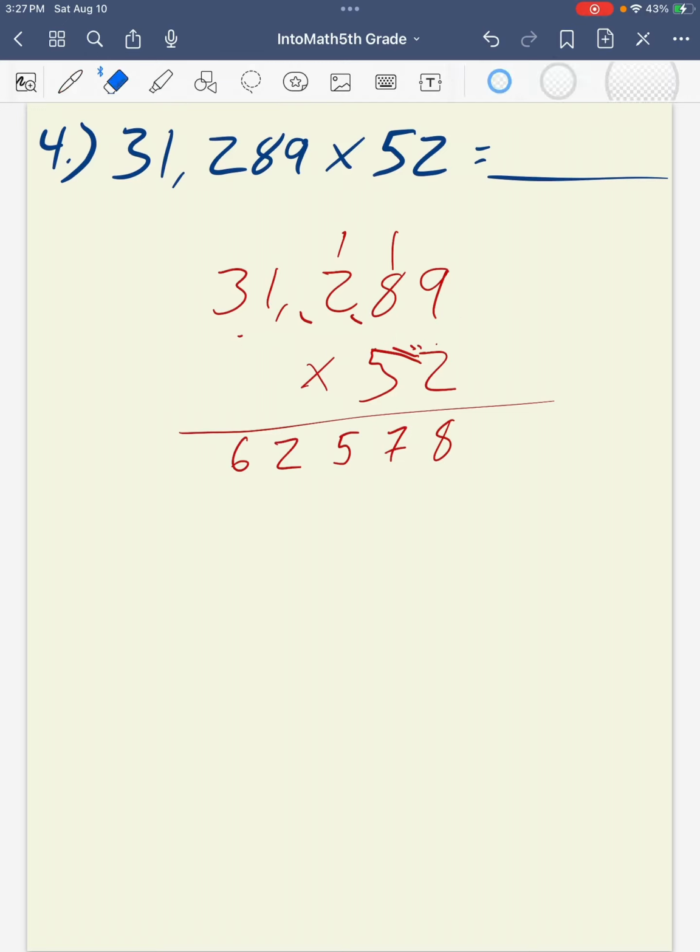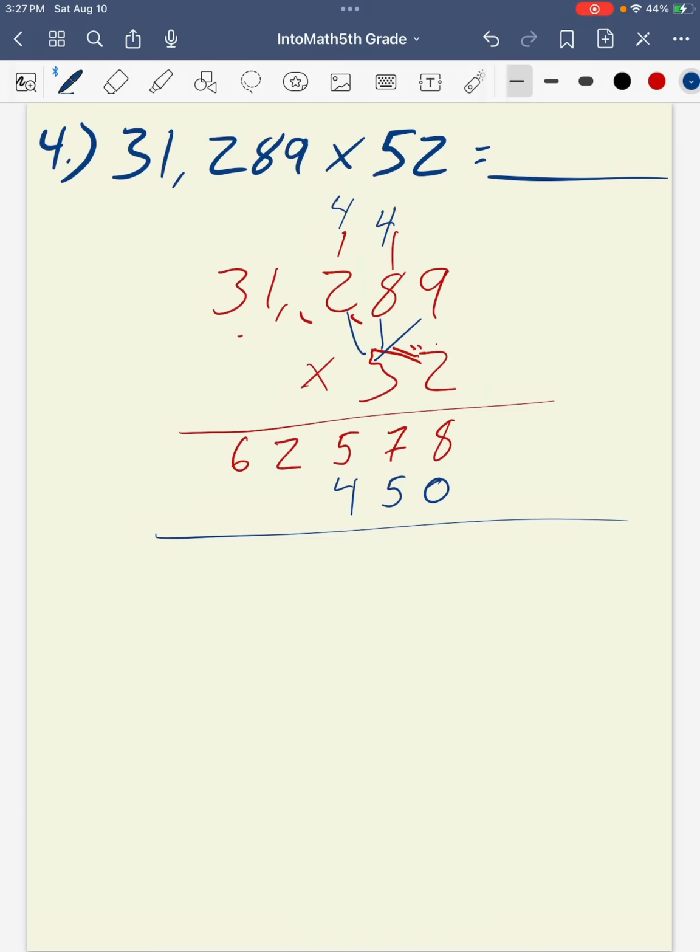Now that I have done that, I multiply by my 10's category. For my 10's category, I remember to put a placeholder 0 here because I'm no longer multiplying by my 1's. I have 5 times 9, which gives me 45. 5 times 8 for 40, plus an additional 4, or 44. Carry my 4 over here for 5 times 2. 5 times 2 gives me 10, plus 4 is 14. 5 times 1 is 5, plus 1 is 6. And lastly, 5 times 3 is 15.